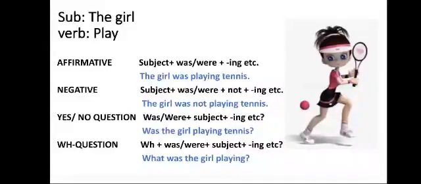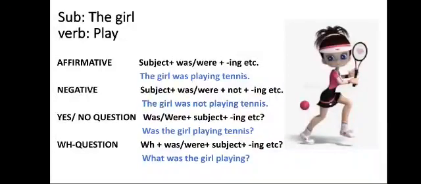The object here. Negative sentence, subject plus was or were plus not plus ing form of the verb plus etc. So subject is girl. Out of was and were, we choose was because subject is singular. The girl was not playing tennis. After not, we use the ing form of the verb, that is the main verb. Here was and were are acting as the helping verbs. Now the helping verb will be chosen according to the subject. We choose the helping verb according to the subject.